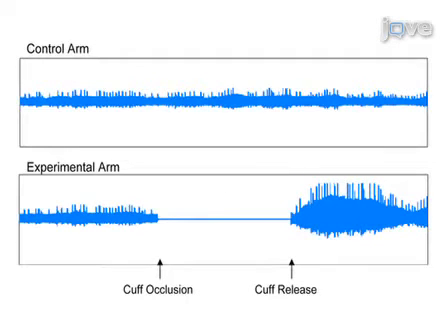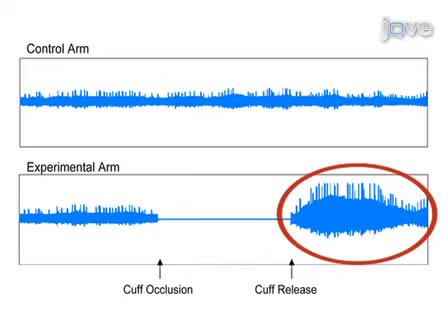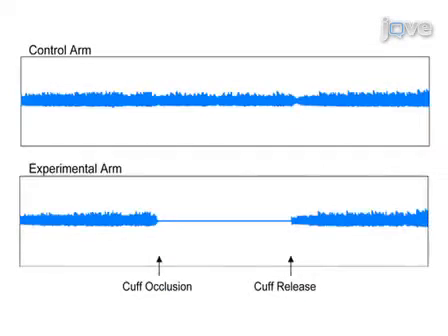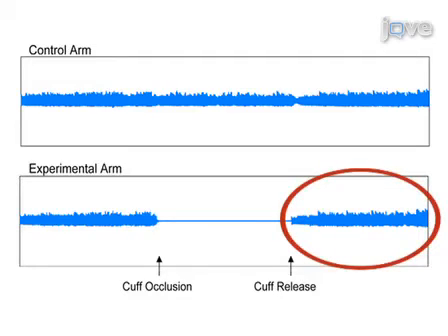Here is a representative recording of an individual with normal endothelial vasodilator function, which is characterized by an increase in the signal amplitude after cuff release relative to baseline. This recording is characteristic of an individual with endothelial vasodilator dysfunction. Specifically, the increase in the pulse amplitude with reactive hyperemia is less than normal.